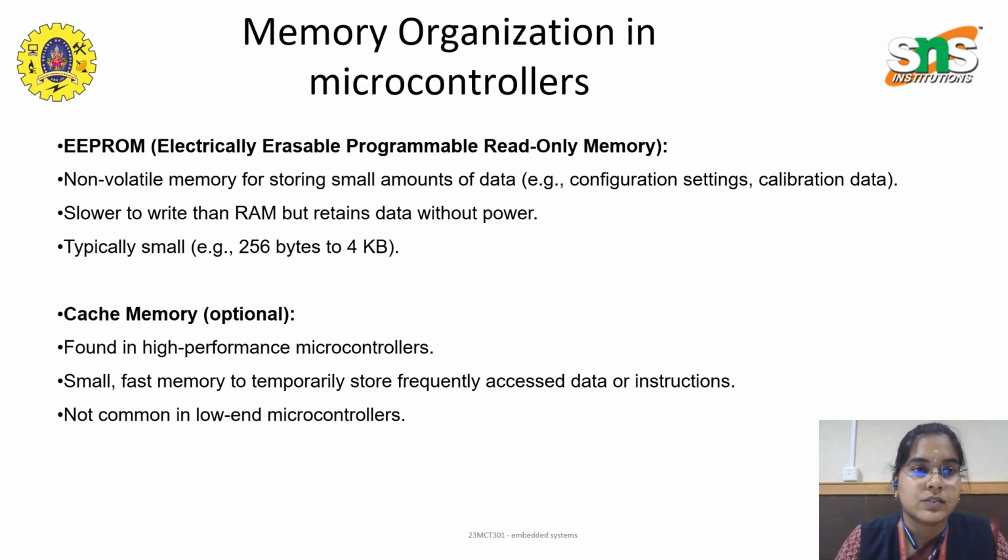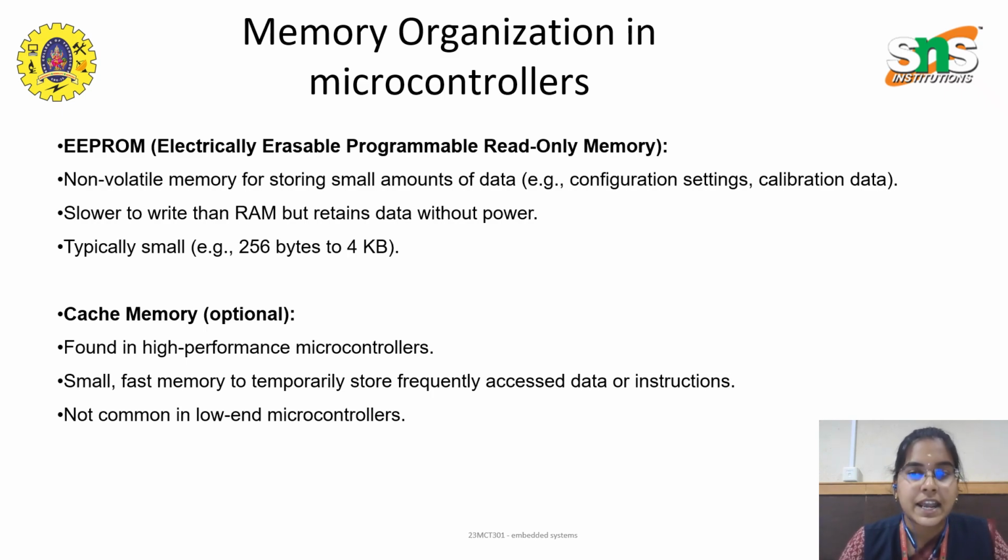And coming to the next type of memory, that is EEPROM. EE stands for electrically erasable programmable read-only memory. As we know, since it is a read-only memory, it is a non-volatile memory used for storing small amounts of data, configuration settings and calibration data. It is slower to write than RAM but retains the data without any power. And typically the size is small, that is 256 bytes to 4 KB.